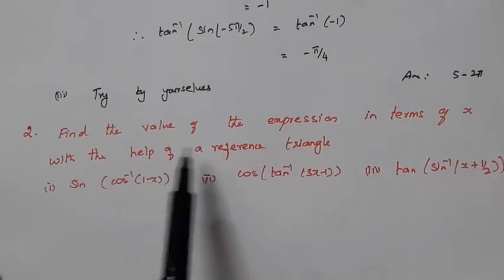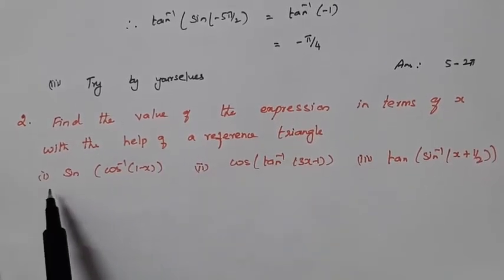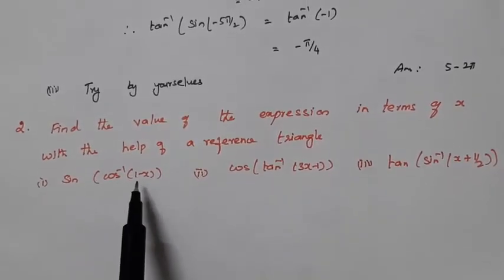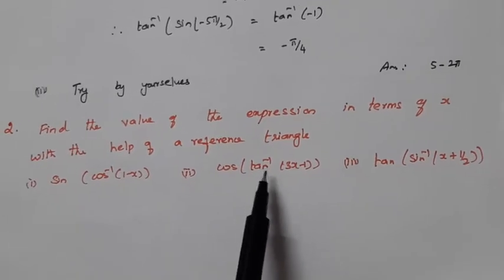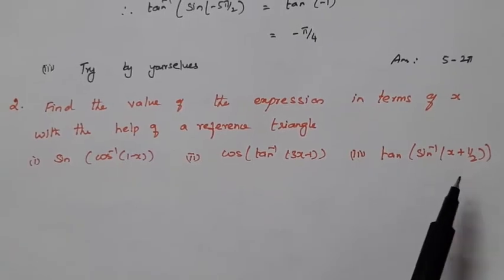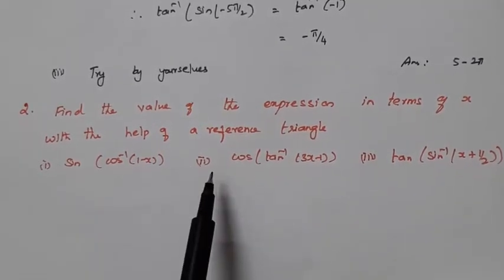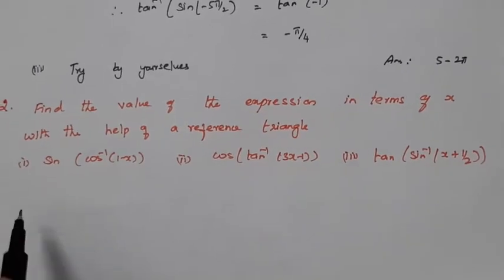Second one is find the value of the expression in terms of x with the help of a reference triangle. First subdivision, sine of cos inverse of 1 minus x. Second one is cos of tan inverse of 3x minus 1. And third one is tan of sine inverse of x plus 1 by 2. So I am going to do the third subdivision so that you can have a try on the first two, okay. So let us do the third one.